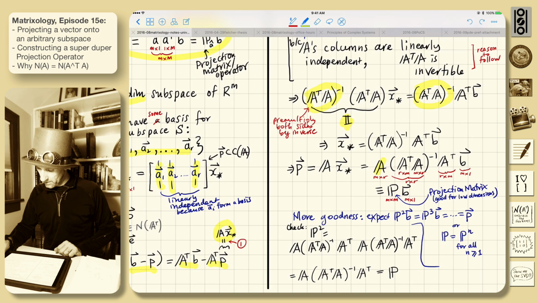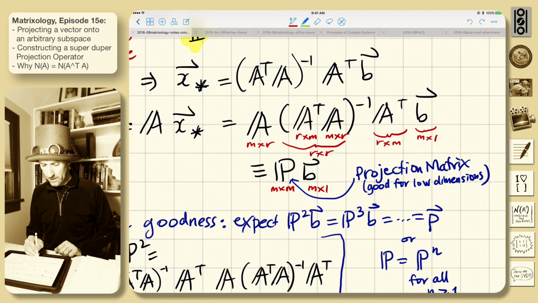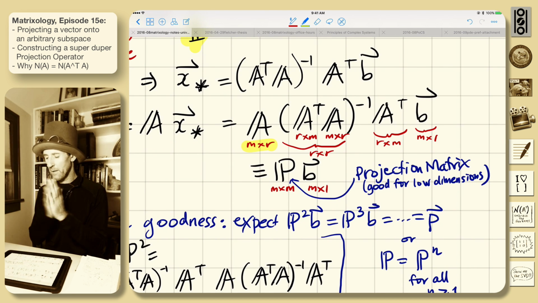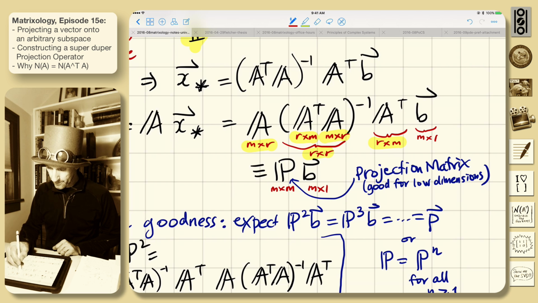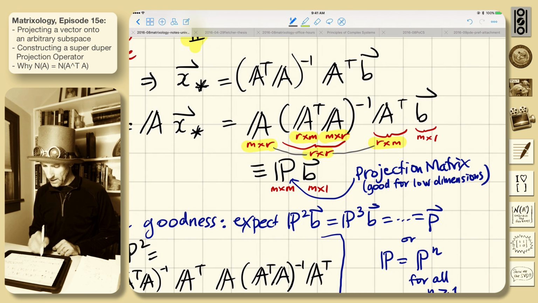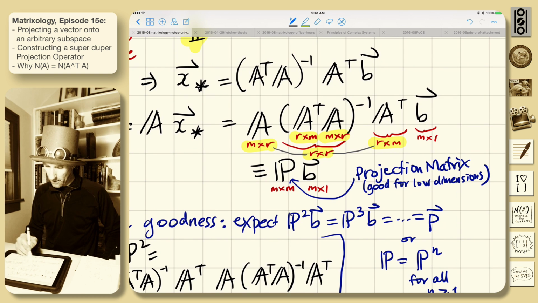And if you think about all of the dimensions, they all make sense. So A is m by r. We're living in m dimensions, and it's an r-dimensional subspace. So A transpose is r by m. That makes this blob an r by r. And so these things all fit. R connects with this r, connects with this r, makes it an m by m times an m by 1. So it's all good.